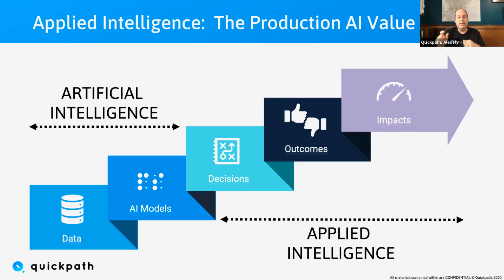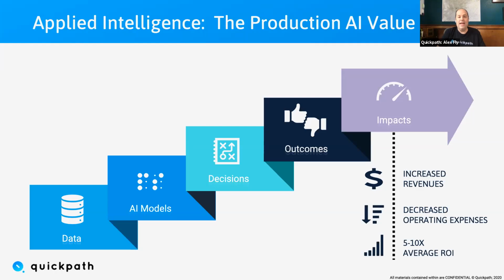And then ultimately those individual transactions, those individual outcomes aggregate up to real meaningful business impacts, which is really the end game for the whole production AI value chain, right? That's where we see increased revenues, we see decreased operating expenses. And in our experience, we see average ROIs on these real-time implementations of 10x or higher.